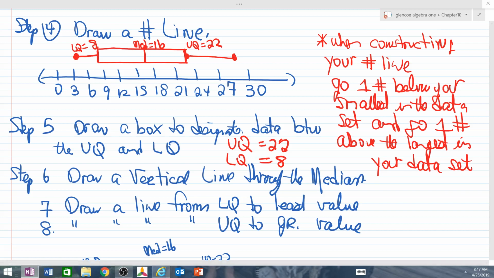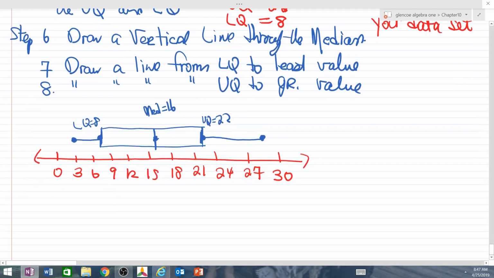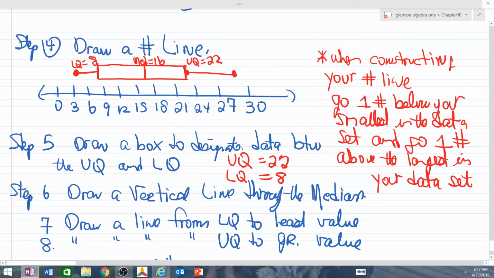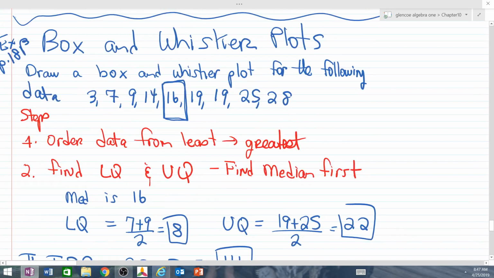However, I wanted to break it down for you by giving you steps. Are you with me? So I went through it again. Let's go through it one more time. How do you construct a box and whisker plot?